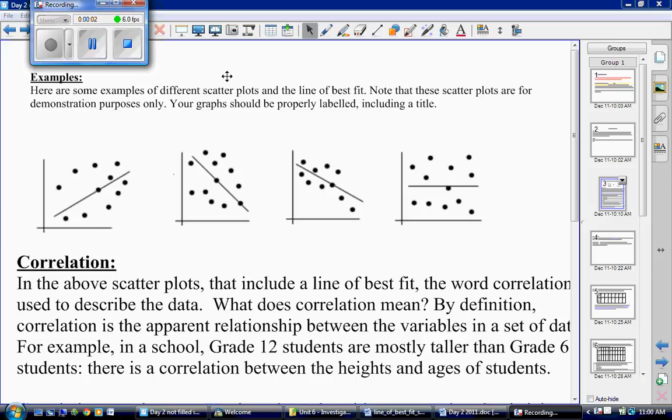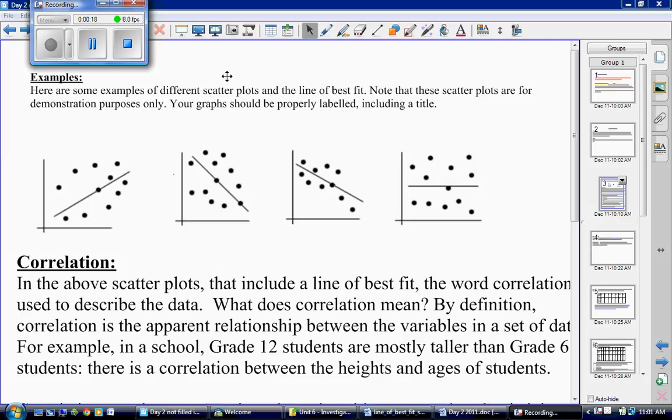Okay, this is the start of part 2. You should still be on page 1 of your notes. So some examples of scatter plots with lines of best fit are below. Note that these scatter plots are for demonstration purposes only. I haven't labeled them, I haven't given them titles.